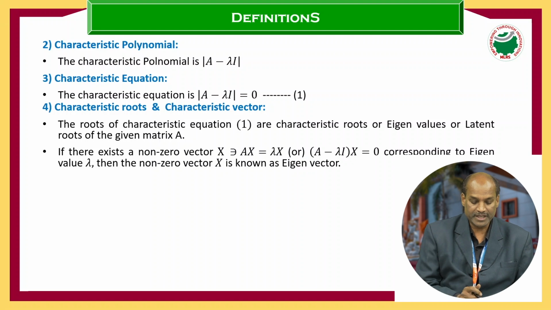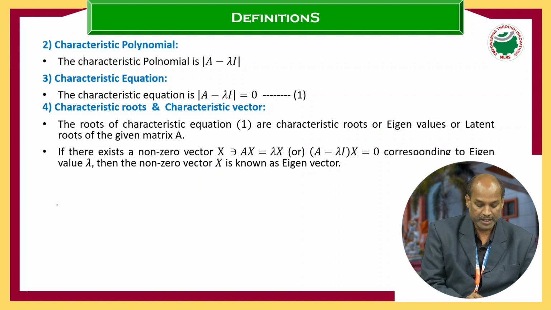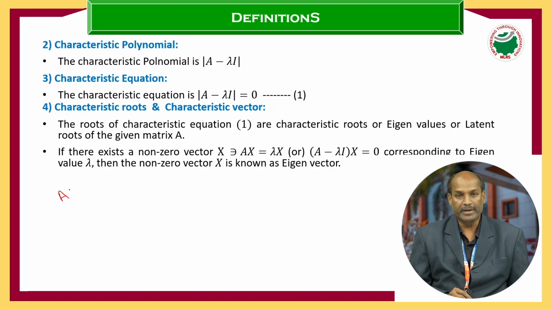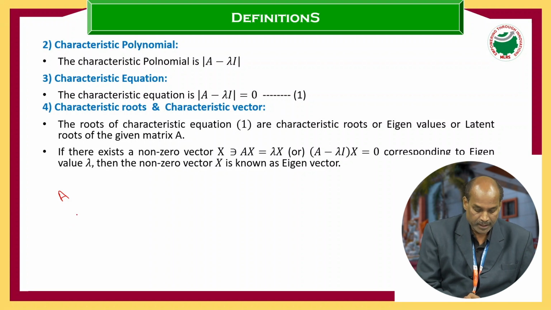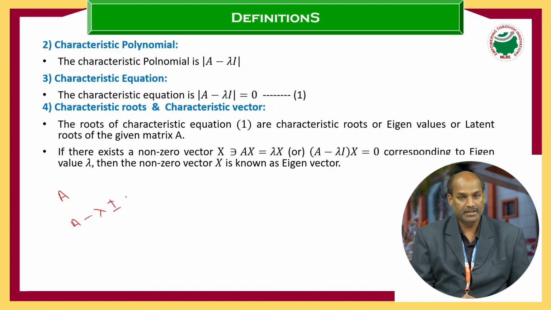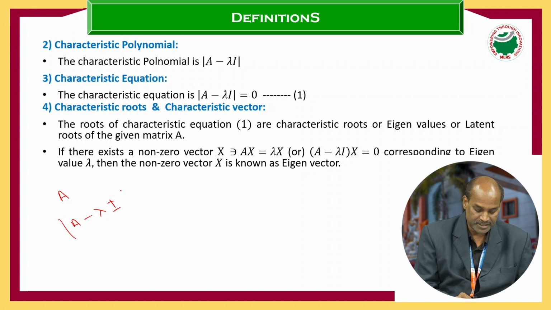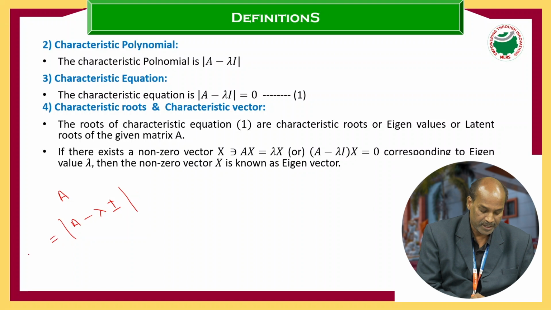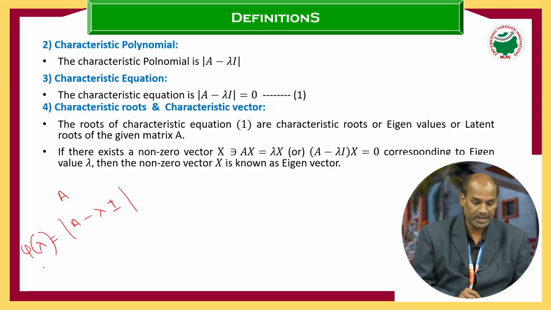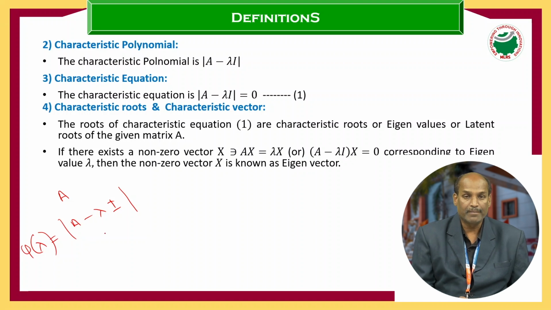What is a characteristic polynomial? For example, A is a given square matrix. Then A minus lambda I is defined as the characteristic matrix. Now you take the determinant of this. The determinant of this is a polynomial denoted by phi of lambda. It is a polynomial in lambda that we will get. So this polynomial is defined as the characteristic polynomial.